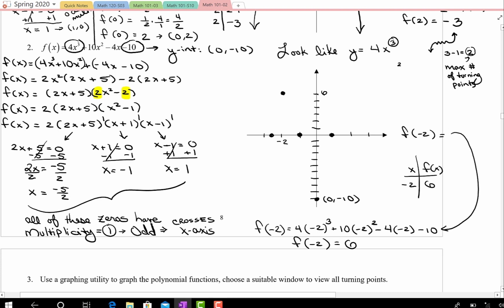So this is enough for me to sketch this graph right here. So I know exactly where this graph is going to be crossing. It's going to cross here, it's going to go up here, and then it's probably going to go up a little bit higher, and then it's going to come back down, and it's going to come back up, and it's going to look something like this.